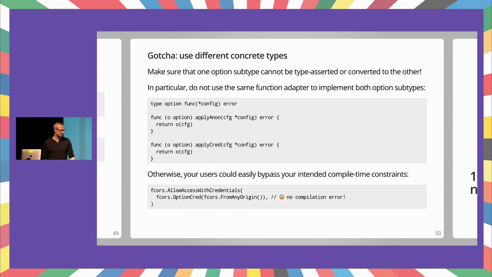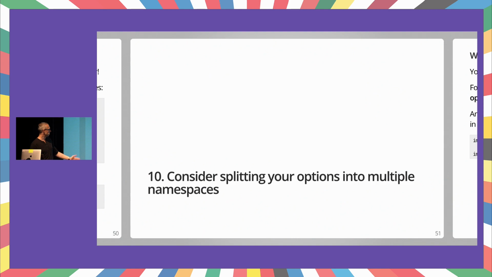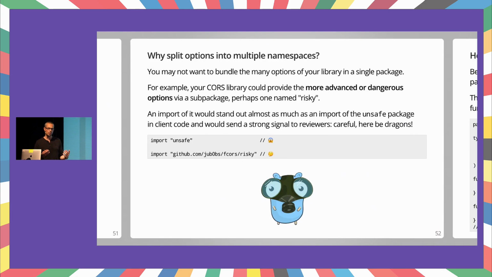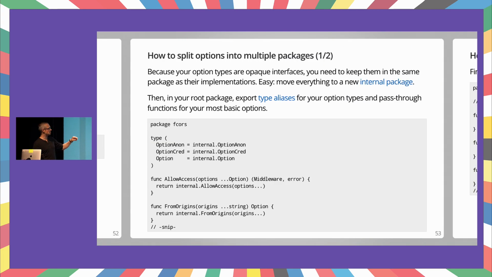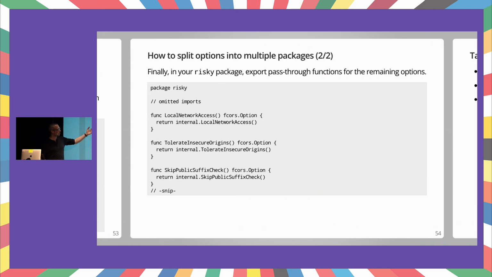I think I'm running out of time a bit, so I'm just going to zoom through that last one. But if you realize that your package provides a lot of options, and some of them are maybe more dangerous or more advanced than others, maybe you don't want to provide them in one big package. Instead, you can split your options into multiple packages. The recipe is that you're going to move all the code into an internal package, and then you're going to abuse type aliases to export what you need in the original package. And then you're going to move the more advanced or more dangerous options to a risky package. That's the name I've chosen.